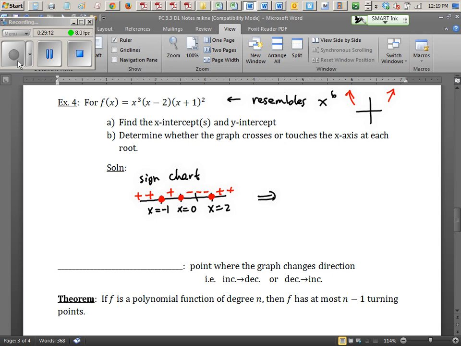And if you convert it to an actual graph of the function, it looks like this. Plus means above the axis. Minus means below the axis. So this is what the graph would look like as we drew earlier. And we still don't really know where this point is and this point is, but that's a calculus thing we'll get to next year.